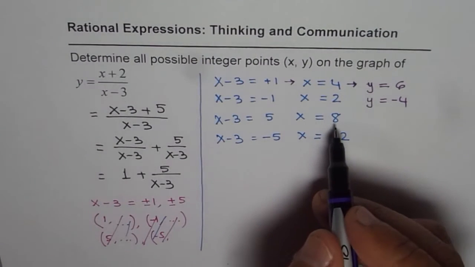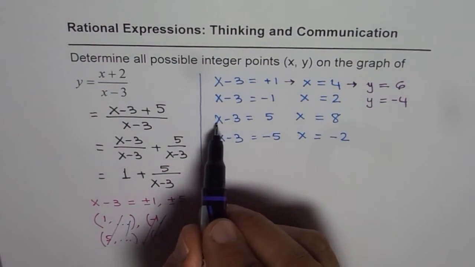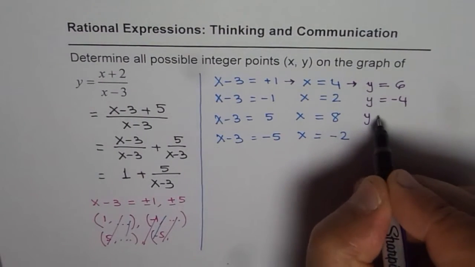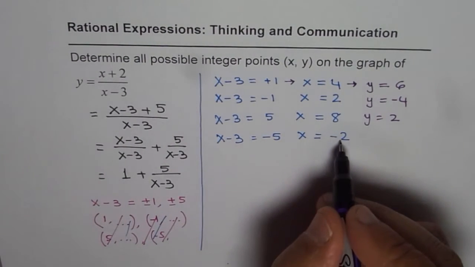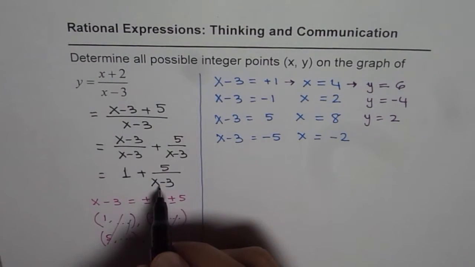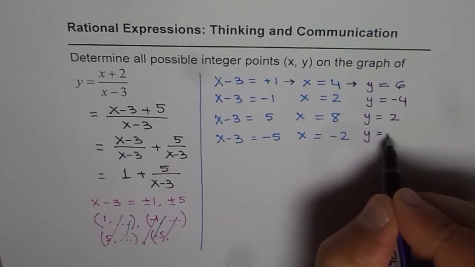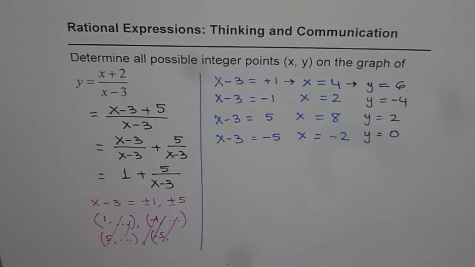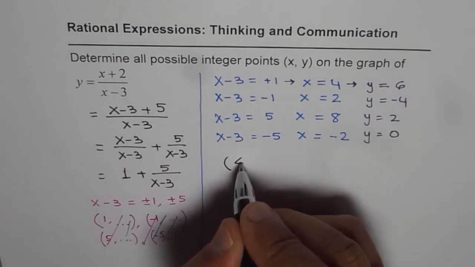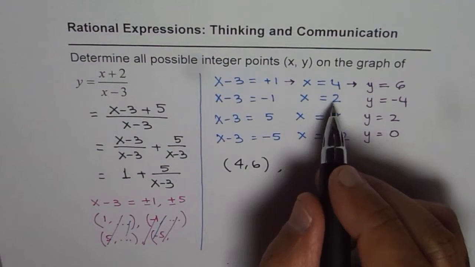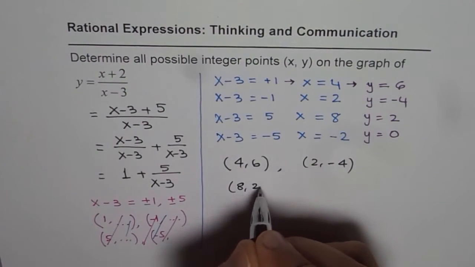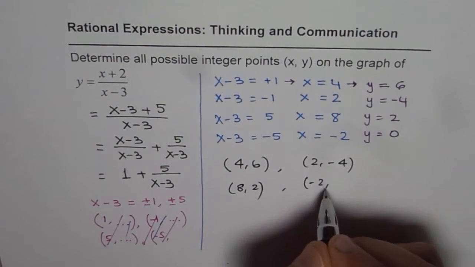So x is 8, whatever you prefer. I'll prefer this time to use x - 3 as 5. 5 divided by 5 is 1. 1 plus 1 is 2. So y equals 2. If x is -2, that gives me 5 over -5, which is -1. 1 minus 1 is 0. So y equals 0. So we got our set of points. The set of points are (4, 6), correct? And then we have (2, -4), (8, 2), and (-2, 0), right?